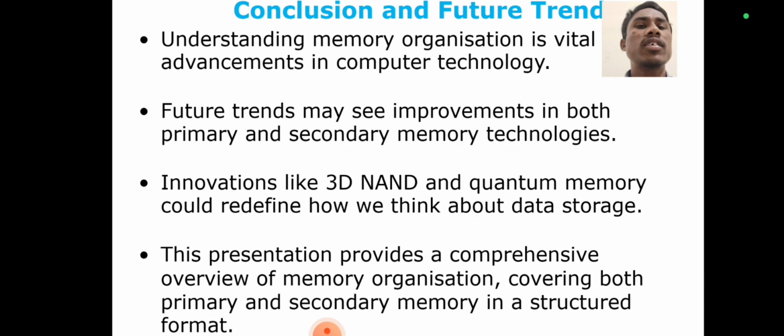Conclusion. First of all, we conclude that understanding memory organization is vital in computer technology. Further, we may see improvements in both primary and secondary memory technologies. Innovations like 3D NAND and quantum memory could redefine how we think about data storage. This presentation provides a comparative overview of memory organization, covering both primary and secondary memory in a structured format. Thank you, madam, for giving this opportunity.